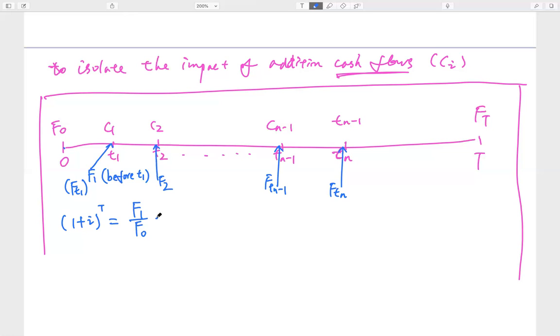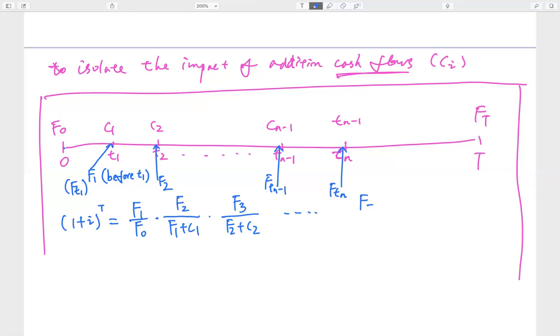Okay. Next, since there is a cash flow at C1, I actually need to add this, right? So this becomes my new account value at t1, right after the additional cash flow C1. Okay, so this would be my starting value for the next period, and it goes to F2, right, before the next cash flow C2. So we do the same thing. So F3 should be divided by F2 plus C2. Okay, goes on and on.